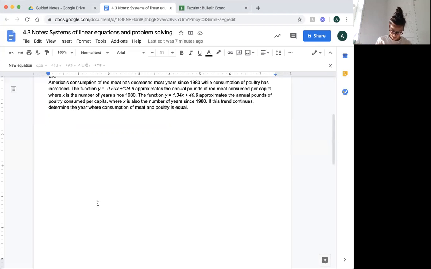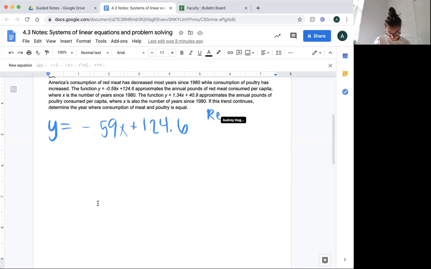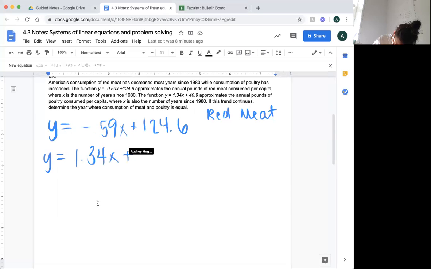So if we were to look at this problem, initially it's like, whoa, that's a lot of words. But if we think a little harder about what the question is asking, we realize there are two equations in this problem already. Let's look at what those two equations are. The first one is y equals negative 0.59x plus 124.6, and that approximates red meat. And our second function is y equals 1.34x plus 40.9, and that approximates poultry.